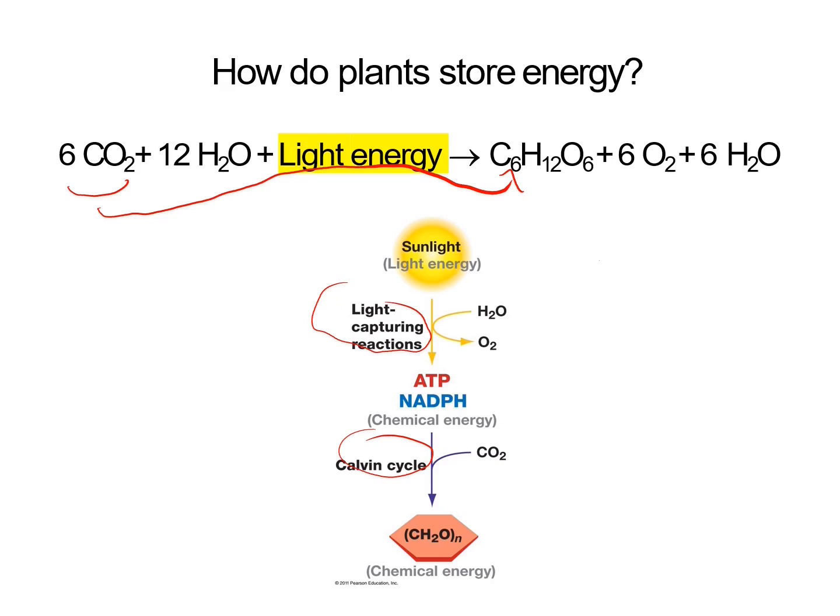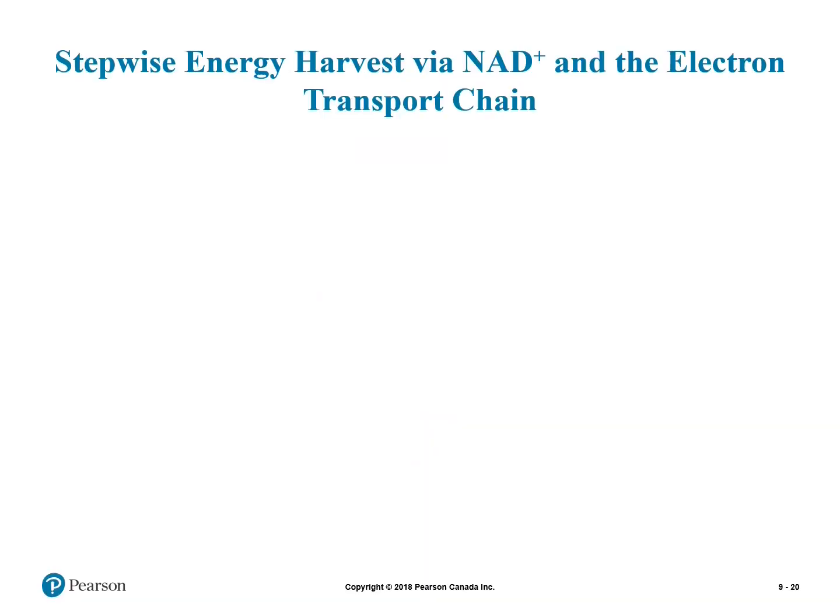And we will explain why there are multiple steps, because it's very important that there are various steps to be able to harvest energy. So again, this is a stepwise energy harvest, and we will talk in a second about what this molecule is, and why there is an electron transport chain.